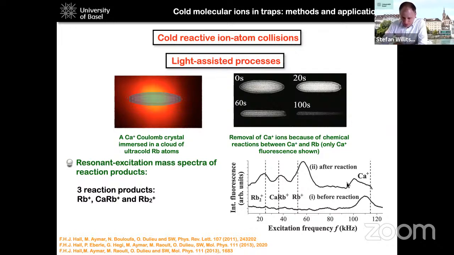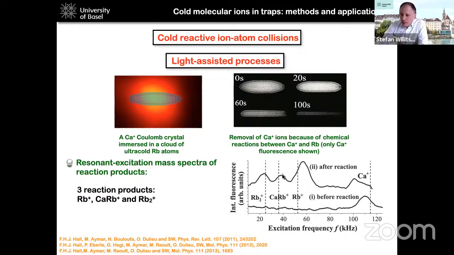And this has now 4 peaks. And we identified these 4 peaks with the emergence of, well, there are still a few calcium ions left, but we have 3 more species that emerged over the course of these collisions. And we attribute them to rubidium 2+, calcium rubidium+, and also rubidium+.